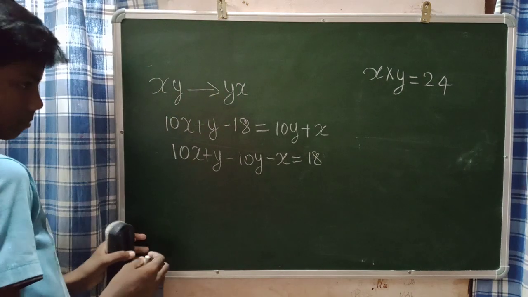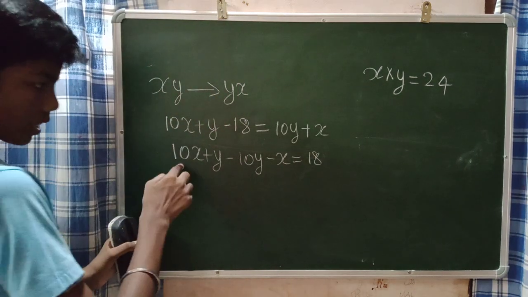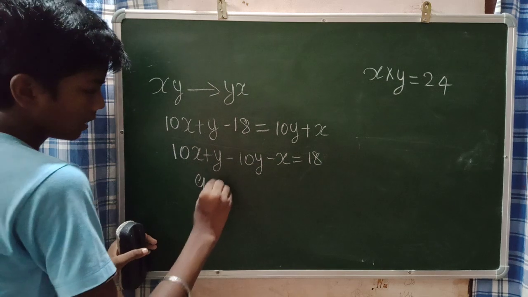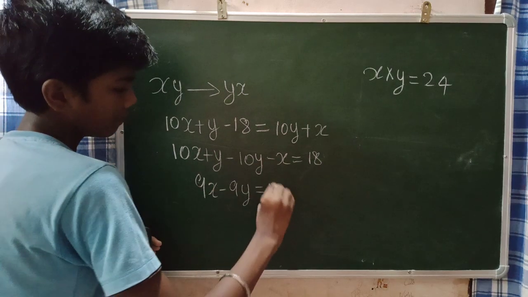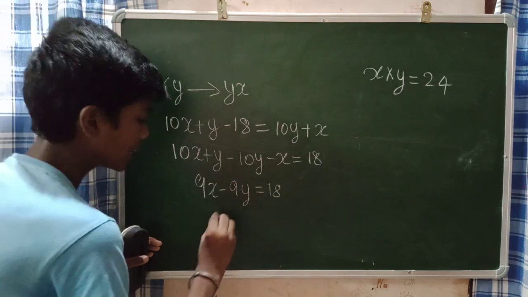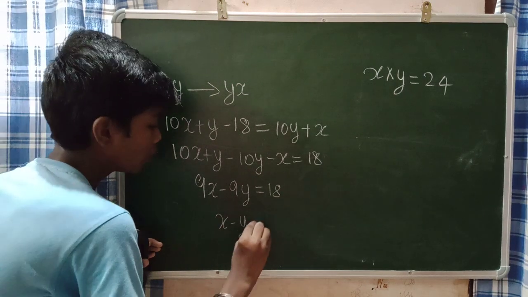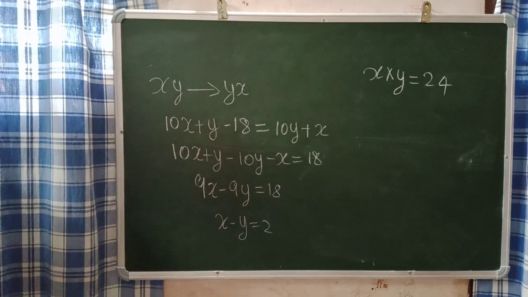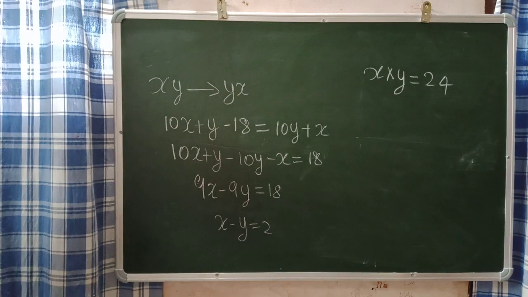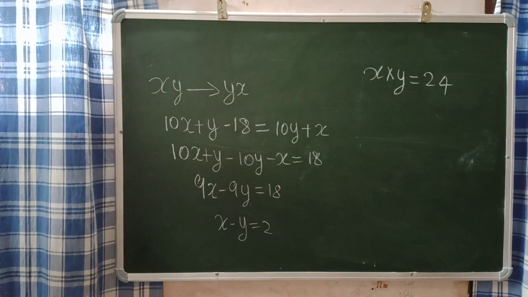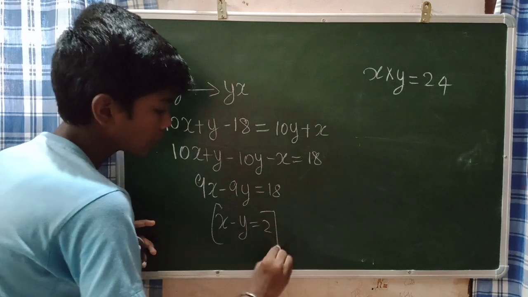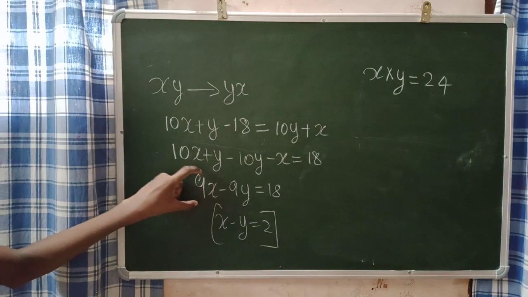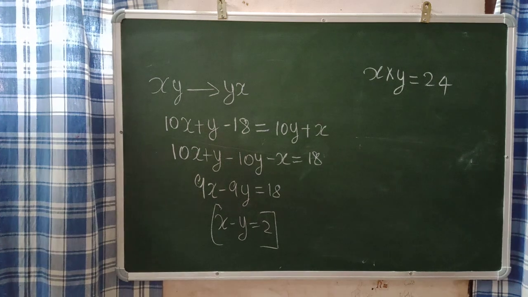Now guys, what will you do? 10x minus x is 9x. Then y minus 10y is minus 9y. That is equal to 18. So x minus y will be nothing but 2. Because when you take 9 common, you will get 9 into (x minus y) is equal to 18. So x minus y will be 18 by 9. That is, x minus y is equal to 2, just by solving this particular equation.